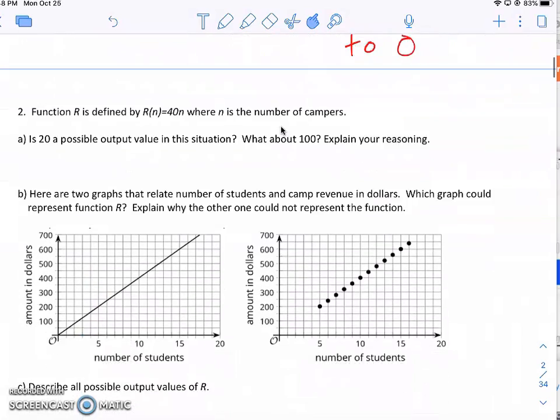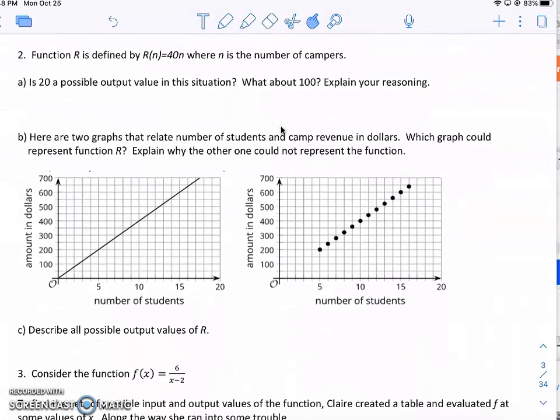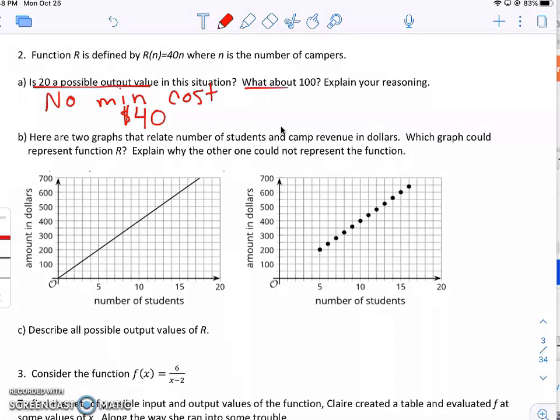So the second one we looked at was the tennis camp situation where it was $40 for each player going. So was 20 a possible output? Now remembering output is our cost, we said no because the minimum cost was $40 per camper. And what about 100? And we said no because it has to be multiples of 40.